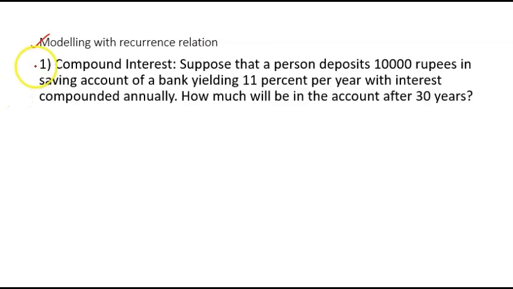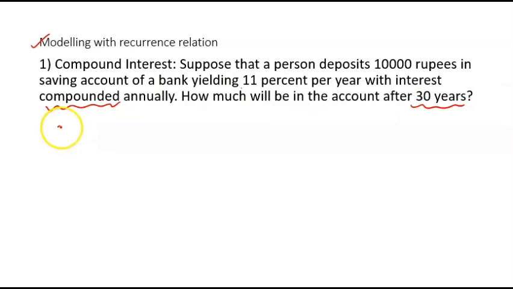So the first simple problem that I am going to take is related to compound interest, and it is given that a person deposits 10,000 rupees in a saving account of a bank which yields 11% per year with interest compounded annually, right? This is compounded annually. How much will be in the account after 30 years?